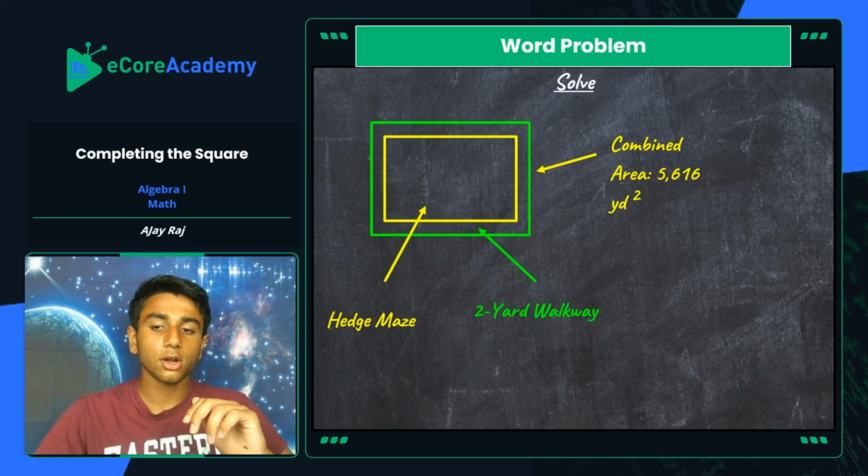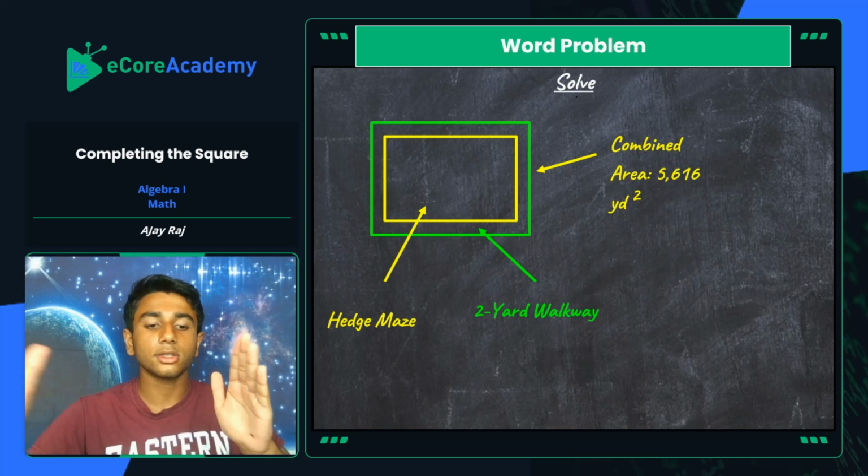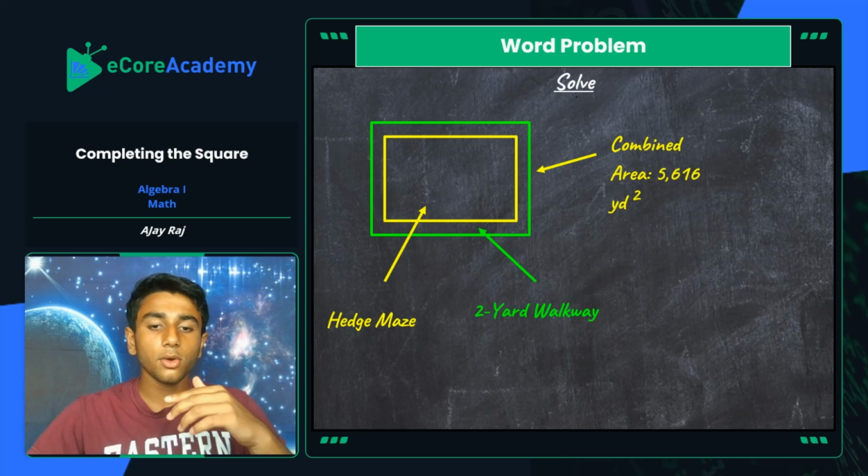Now, we're going to start off with the simple property of creating an equation. Now, in order to put it in terms of the length of the hedge maze, what are some things that we know? Well, the combined area is 5,616 yards. So we have to start here somewhere. We know that length times width is going to equal the area. So we can start with the area. We know that this entire contraption here is 5,616.